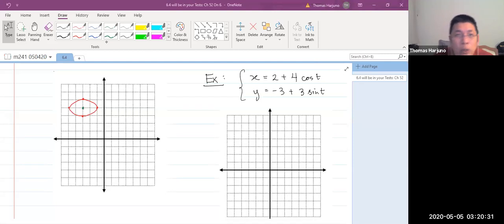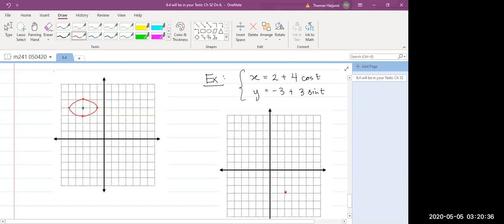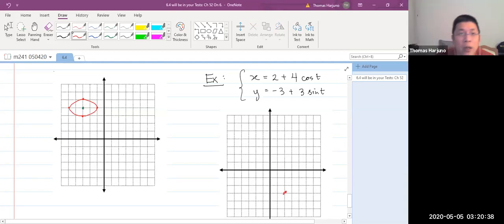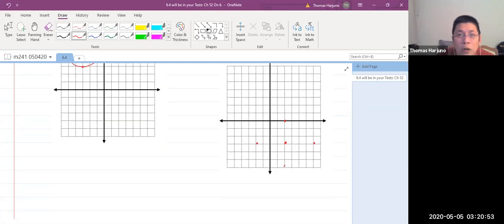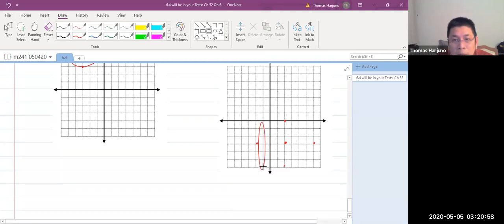The center will be 2, negative 3, and then from there we go 4 to the left, right, and 3 up, down. So the curve is approximately like this. That's what it looks like approximately.